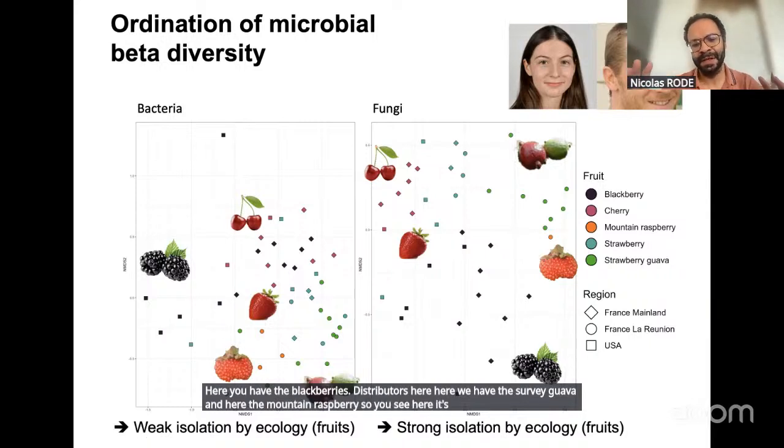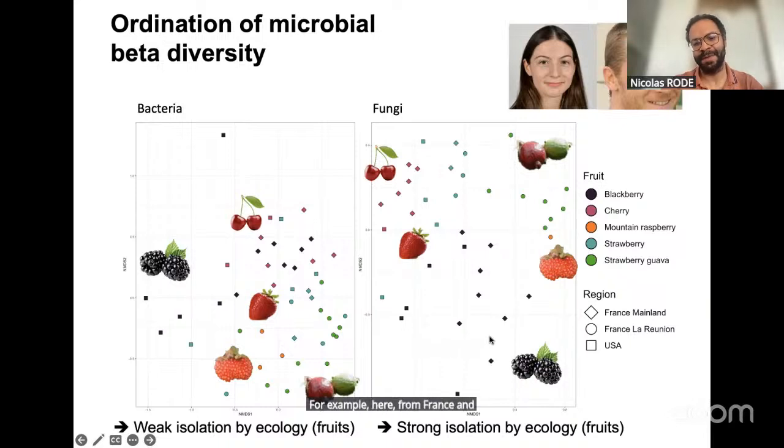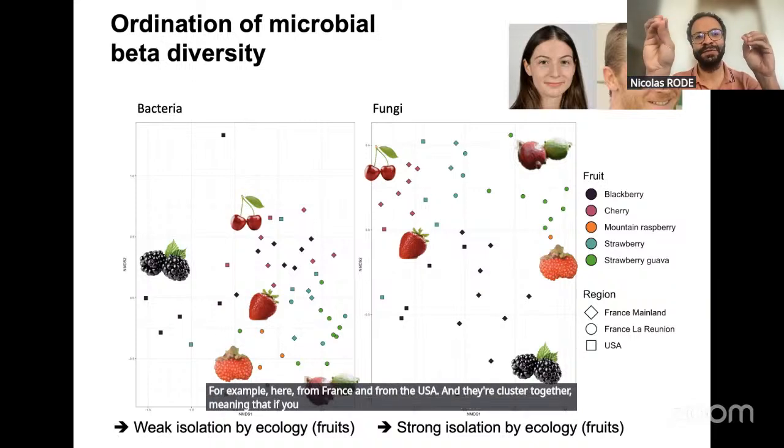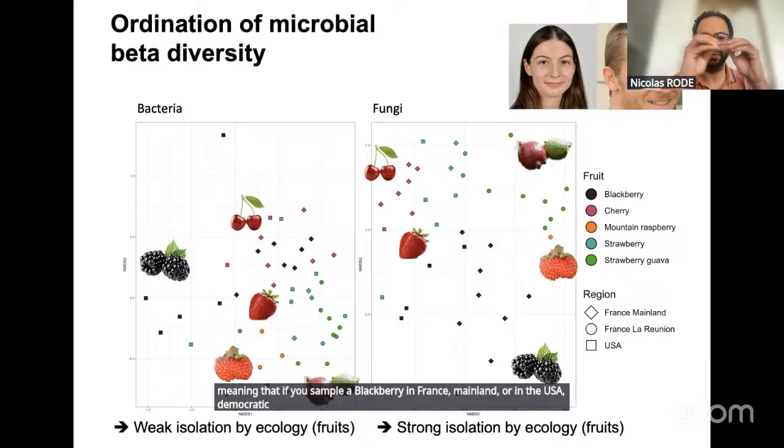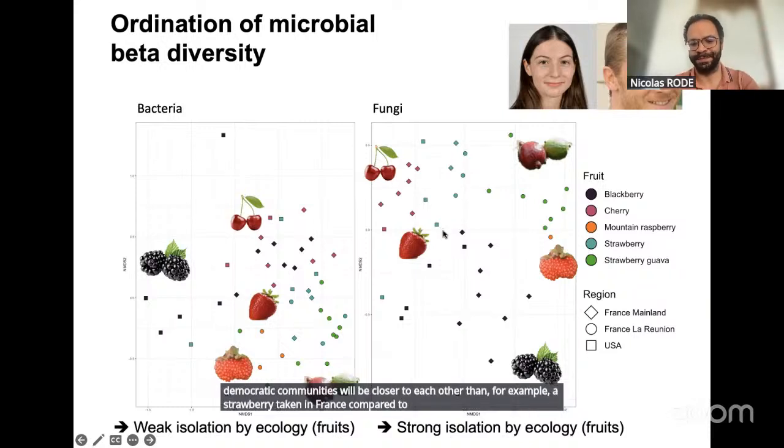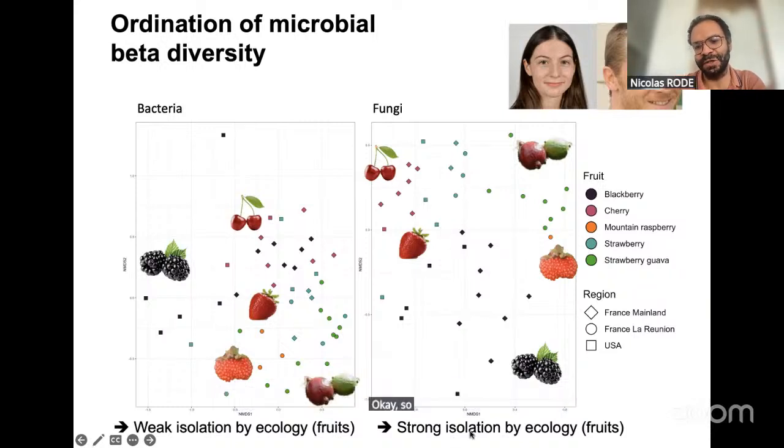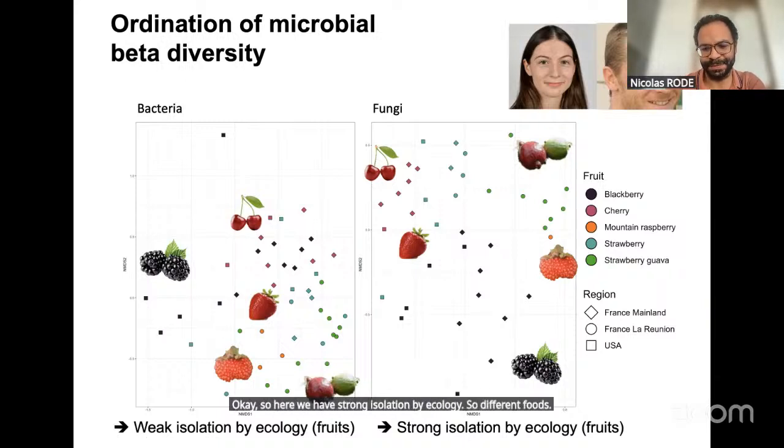So it means that, and here we have samples, just a reminder that we have samples from, for example, here from France and from the USA. And they clustered together, meaning that if you sample a blackberry in France, mainland, or in the USA, their microbial communities will be closer to each other than, for example, a strawberry taken in France compared to a blackberry in France. Okay, so here we have strong isolation by ecology. So different fruits, they have different fungal communities.